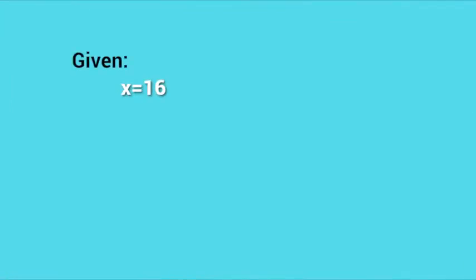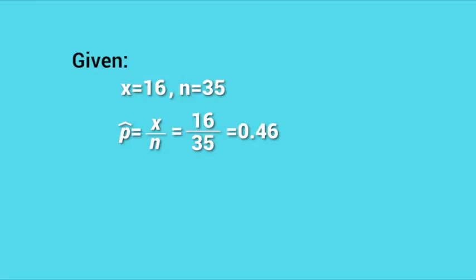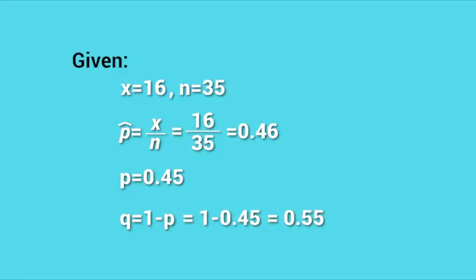So we have the given x equal to 16 and n equal to 35. To get the p hat, we use the formula x over n. So 16 divided by 35 is equal to 0.457142857. As we round it off, we have 0.46. For p, we have 0.45. And for our q, we have the formula 1 minus p. So, to get the q hat, we use 1 minus p hat.